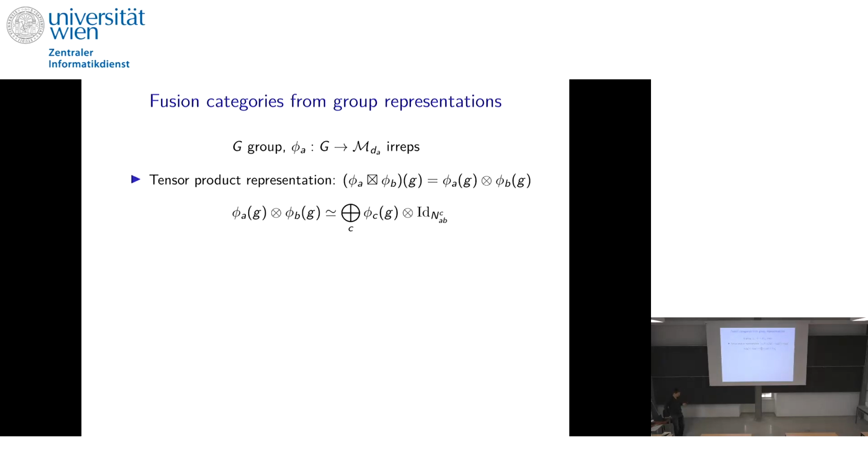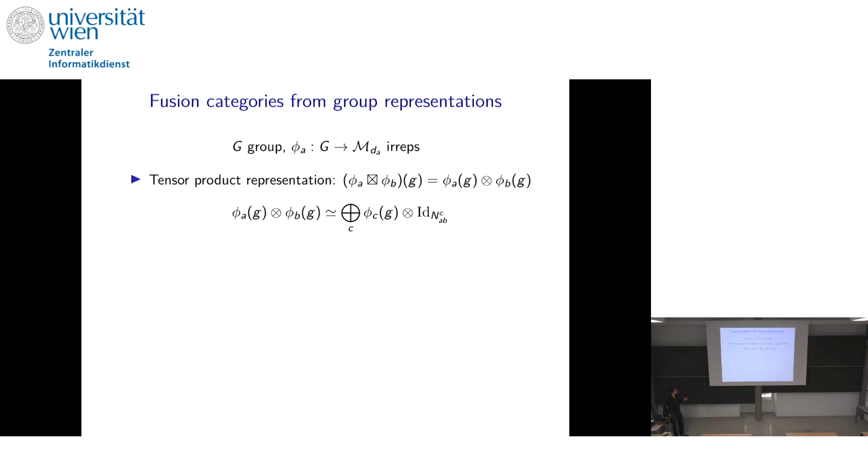Right, so what we can start with are representations of groups. The main thing with group representations is that you can take their tensor product. Given two representations, I can define a new representation that I call the tensor product representation. That is simply the tensor product of the representing matrices. In a finite group, we know that every representation can be decomposed into irreps. So this tensor product representation, you can also decompose into a sum of irreps.